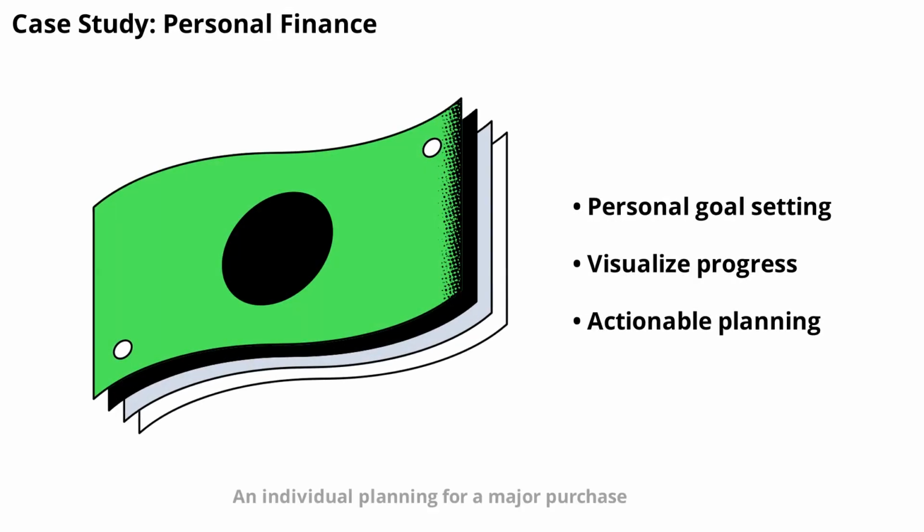An individual planning for a major purchase used Excel to forecast savings and expenses. By setting up a simple model and adjusting monthly contributions, they visualized how long it would take to reach their goal. This approach made financial planning less intimidating and more actionable.